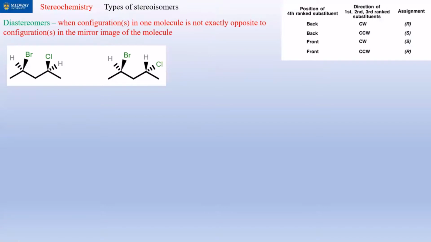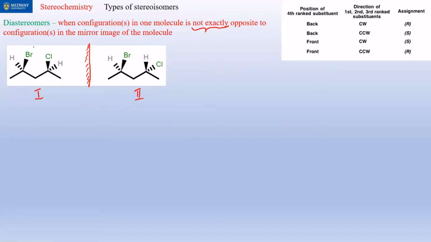I'm going to put this again. Diastereomer is when the configuration in one molecule is not exactly, that's the key word, not exactly opposite the configuration in the mirror image. So this is molecule 1, this is molecule 2. I'm taking the mirror image. If the sequences are exact opposite, then it's an enantiomer. If they're exactly the same, that's identical, which is what we're going to do in another video. But if they are partly same, partly different, then it's a diastereomer.